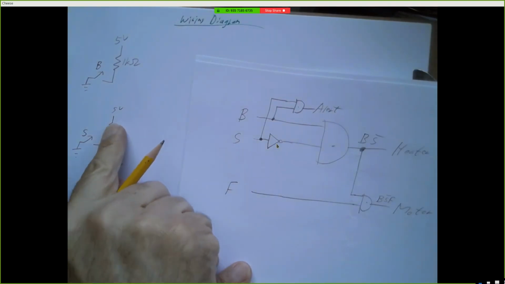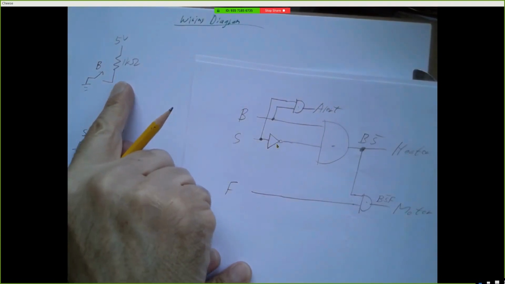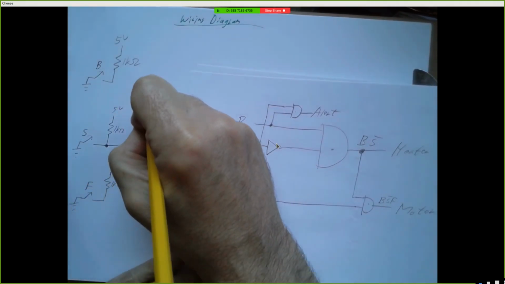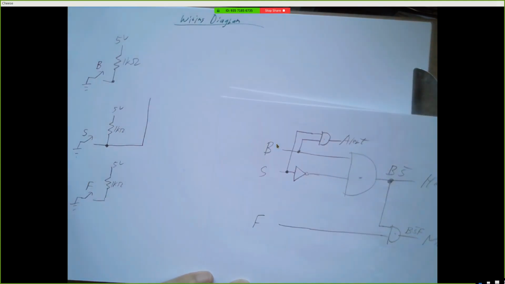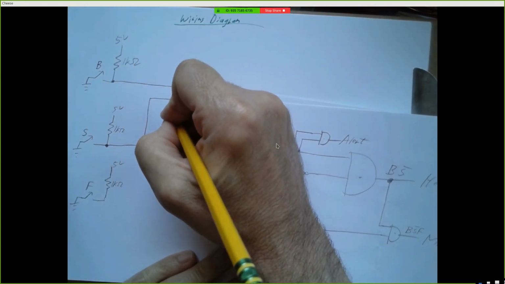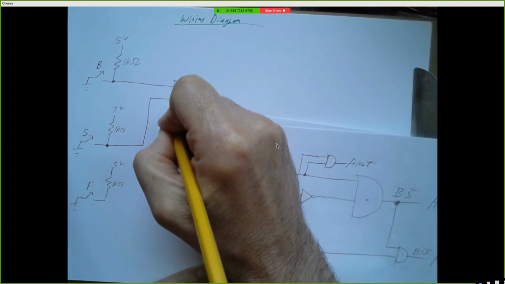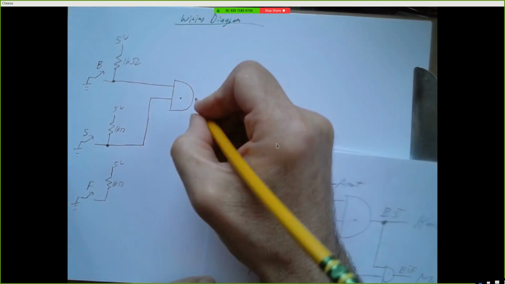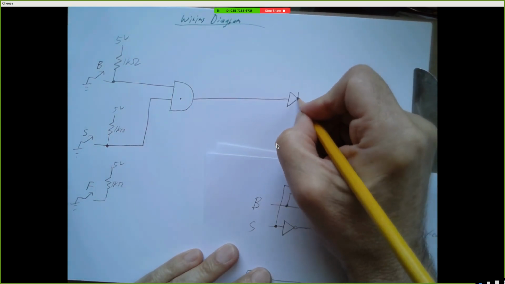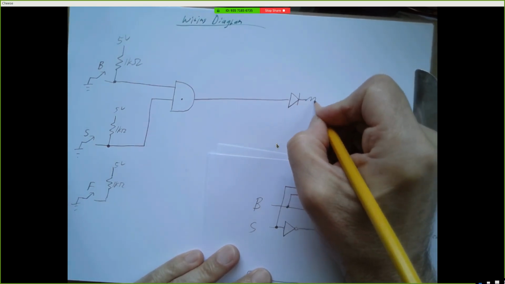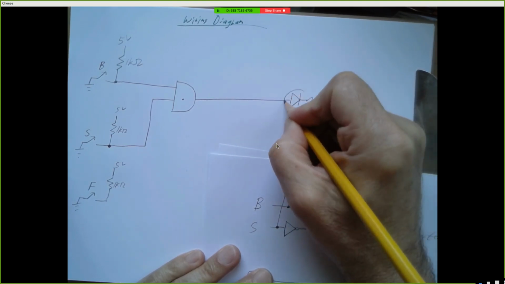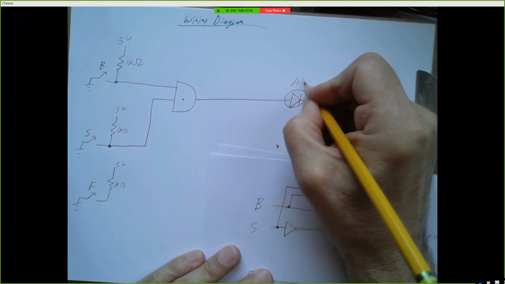Alright, and then B and S are going to get ANDed to generate the alert signals. So remember, your signals come off of here. So there's B and S. And I want those to go into an AND gate. And I want that to generate an alert signal. So that's going to go through an LED. And a 1K resistor and over to ground. And I'm going to call this alert.